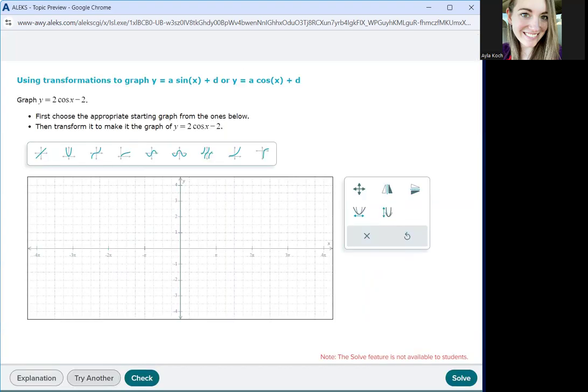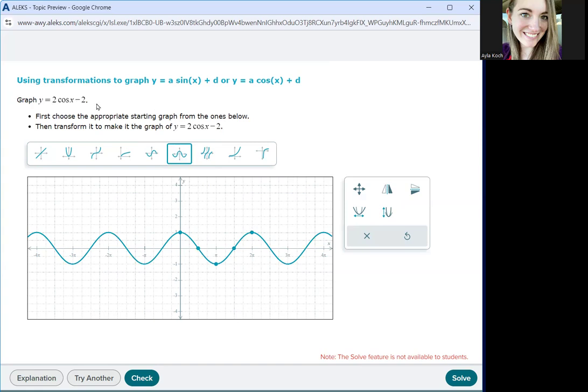Let's see if I can get it to do another. Sure, let's try this one: 2 cosine x minus 2. So this time we're starting with the cosine function. You can see that's the cosine function. The first rotation right there makes that C shape.